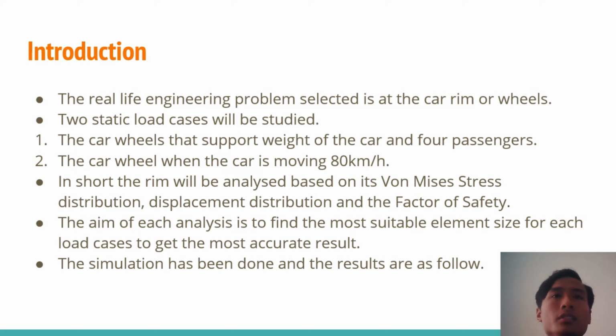The first one is when the car wheel needs to support the weight of the car itself and 4 passengers. And the second one, the same situation, but the car is moving at 80 km per hour. So in short, the analysis will be divided into three main parts, which are the von Mises stress distribution, displacement distribution, and factor of safety.